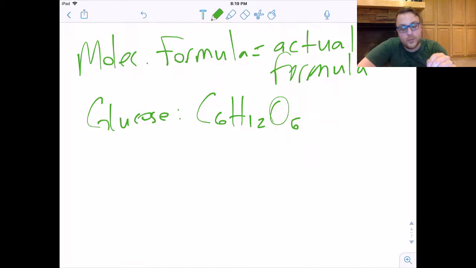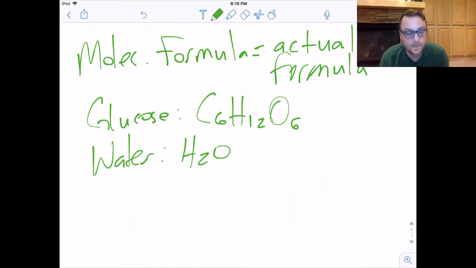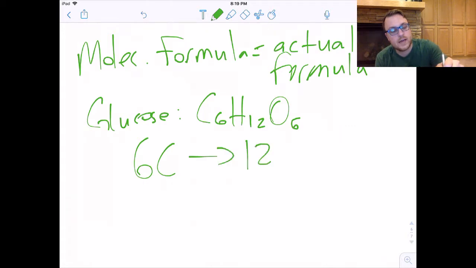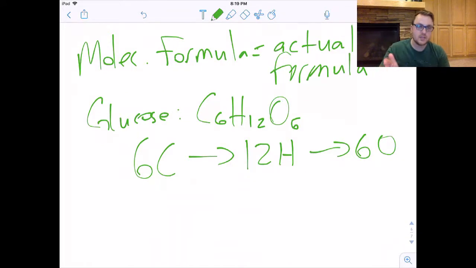So, when you look at this formula, that means for glucose here, for every 6 carbons, you will get 12 hydrogens and 6 oxygens. They're in a 6 to 12 to 6 ratio with each other. So you can keep multiplying all of them by 2, 3, 4, by the same number, and you will always get that same ratio.